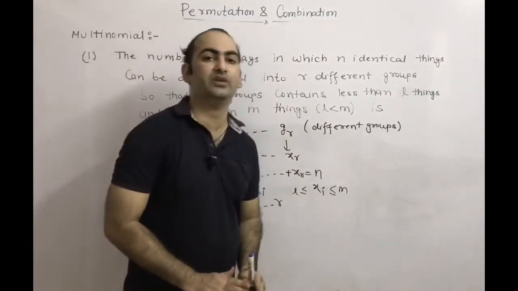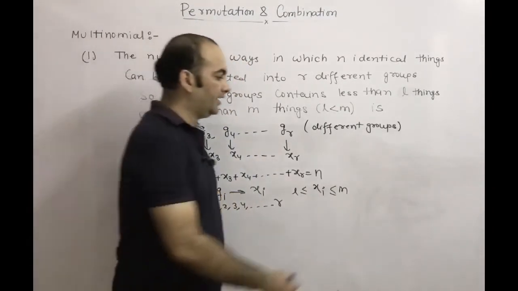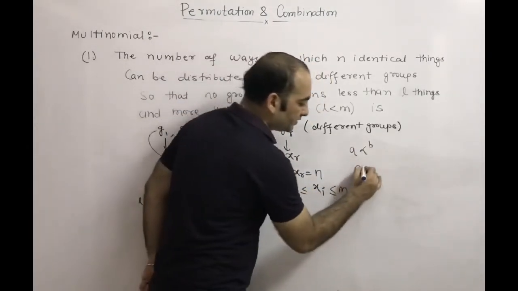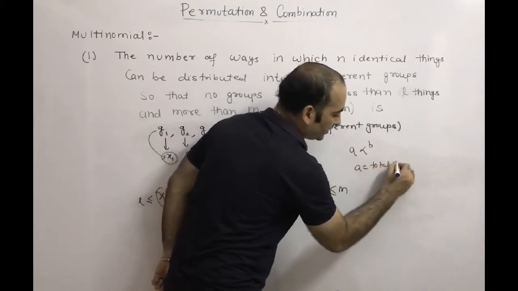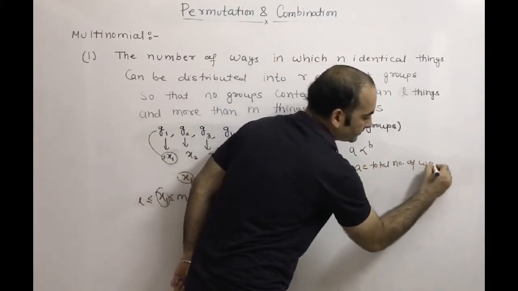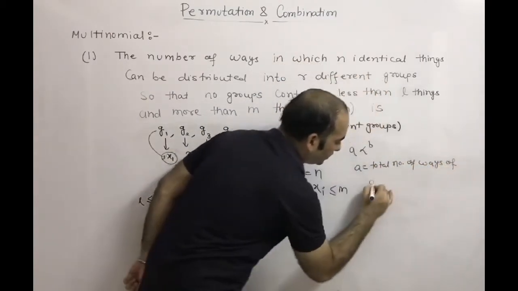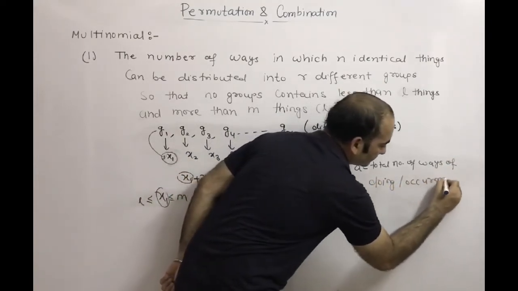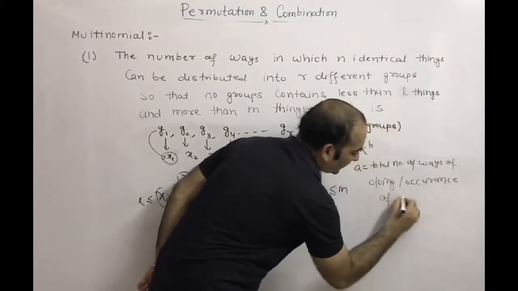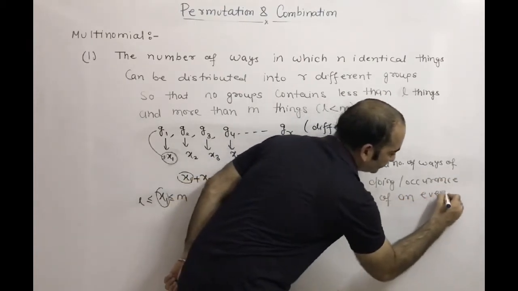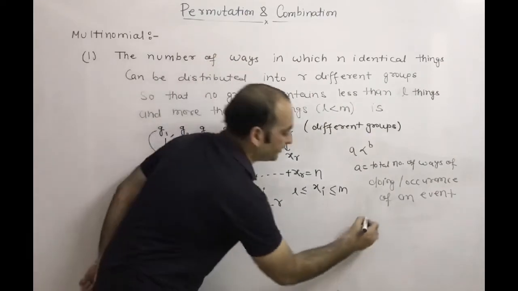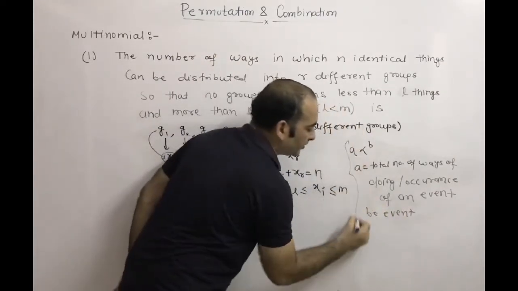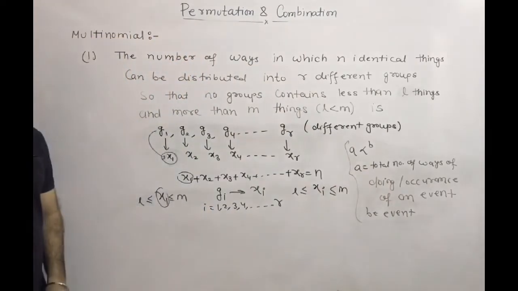In multinomial we have to remember one important point, that is a into alpha power b, where a represents the total number of ways of doing or occurrence of an event, and b represents the event. So this point we have to remember, and this point we will use here.